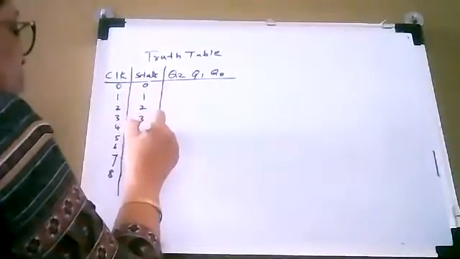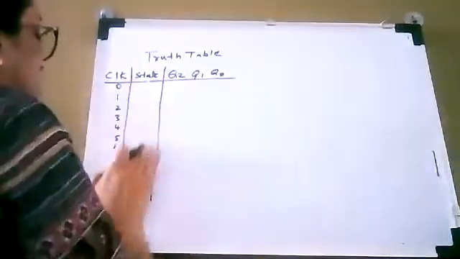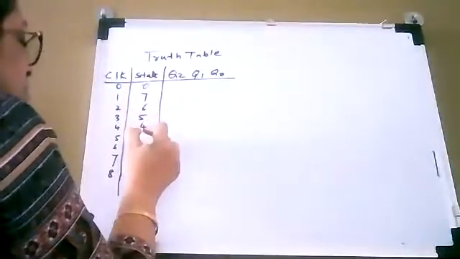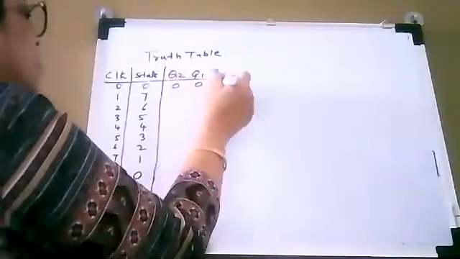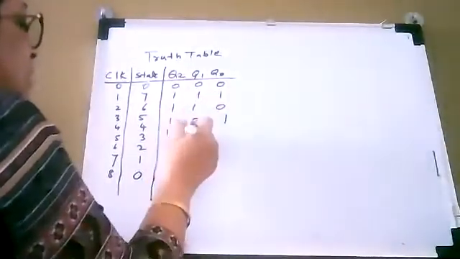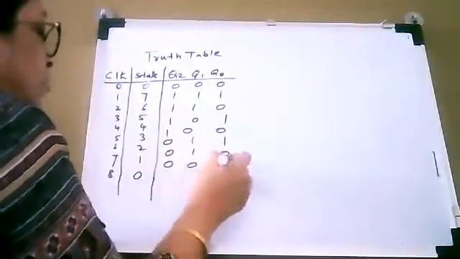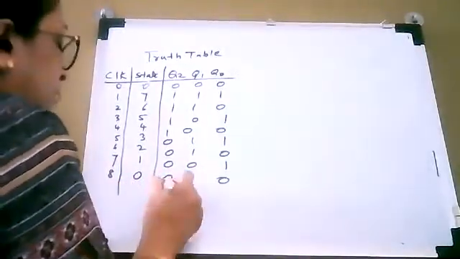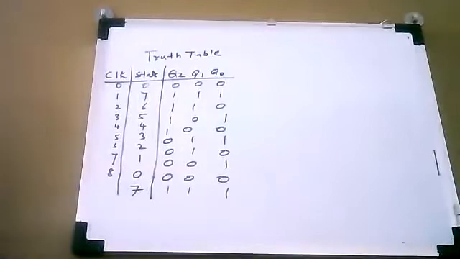0, 1, 2, 3, 4, 5, 6, 7 and 8. So here you are going to, after this, 0, 7, 6, 5, 4, 3, 2, 1 and again 0. So this will be 0, 0, 0, 1, 1, 1, 1, 1, 0, 1, 0, 1, 1, 0, 0, 0, 1, 1, 0, 1, 0, 0, 0, 1 and 0, 0, 0, and after this 0, 0, 0, again there will be 1, 1, 1. So 7. It is like this.